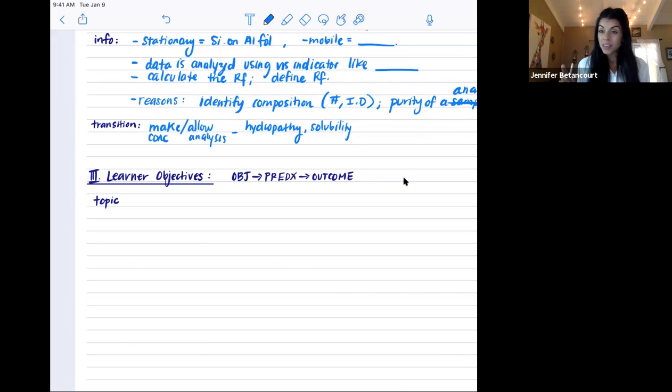So topic sentence. Everyone please go ahead and type in the topic sentence for the paragraph about learner objectives. And please go ahead and press enter.